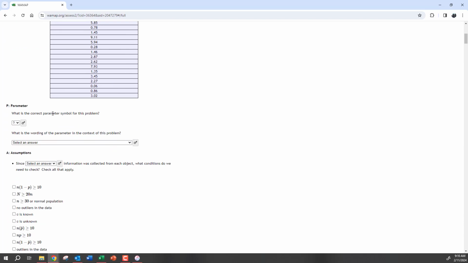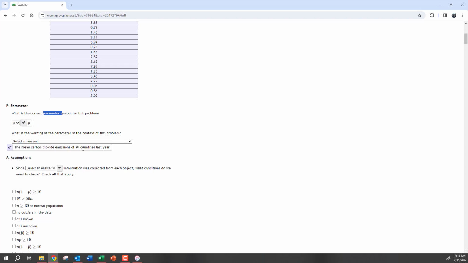Okay, now, since they're asking us to calculate a confidence interval for the mean of our population, then the parameter, remember parameter deals with population, is the mean of the population, and that's always the Greek letter, so that should be mu. And then the wording is, of course, we're just doing the mean carbon dioxide emissions of all countries.